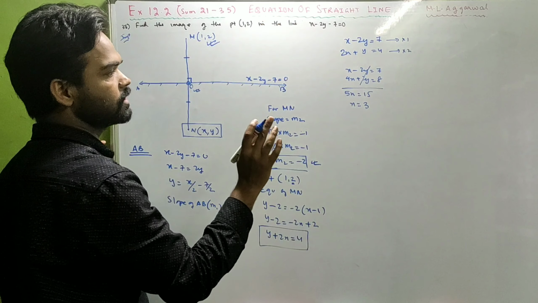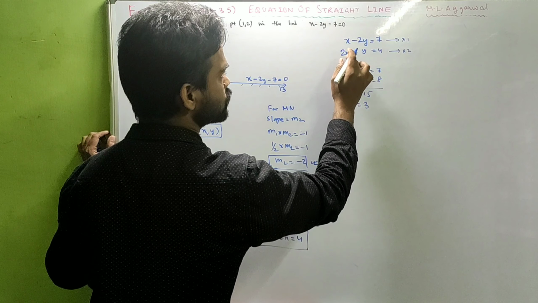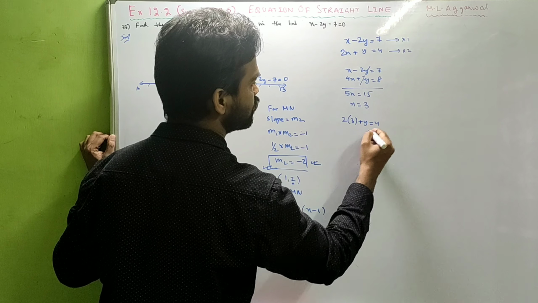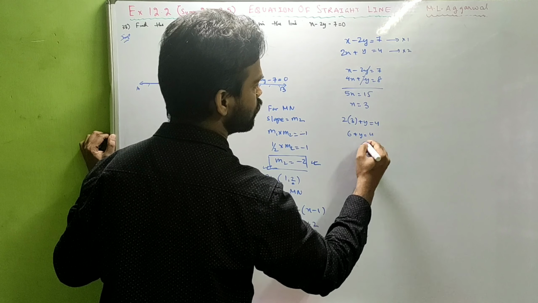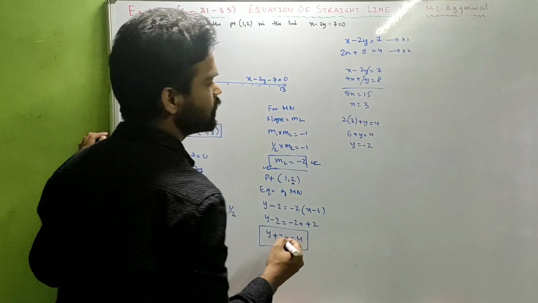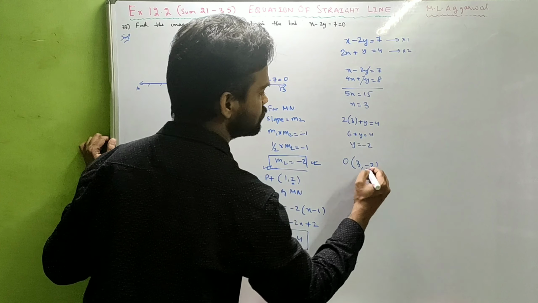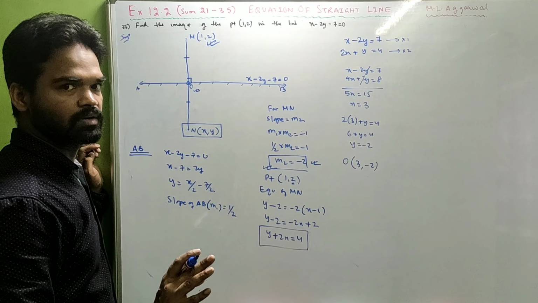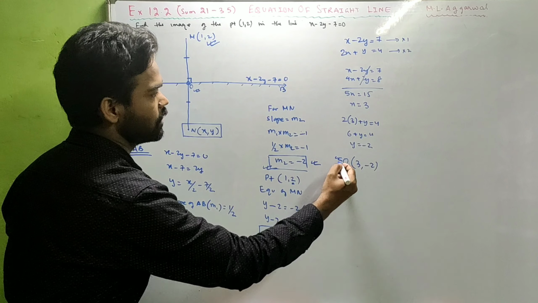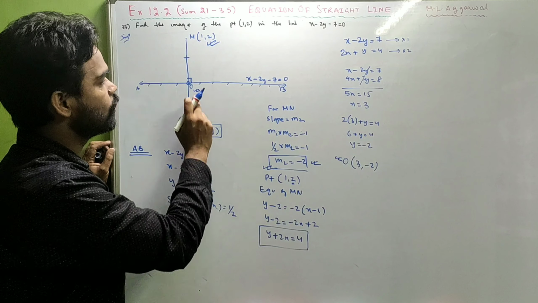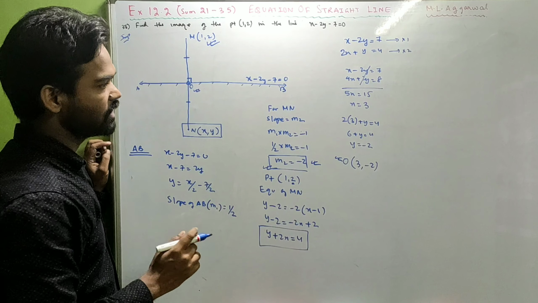Put the value 3 in any of the equations, suppose over here. So twice of 3 plus y equals 4. 6 plus y equals 4. y equals minus 2. Which means the coordinate of O is nothing but (3, minus 2). Am I clear till now? Very important. Now look at MN. N is the image, which means O is the midpoint, isn't it?